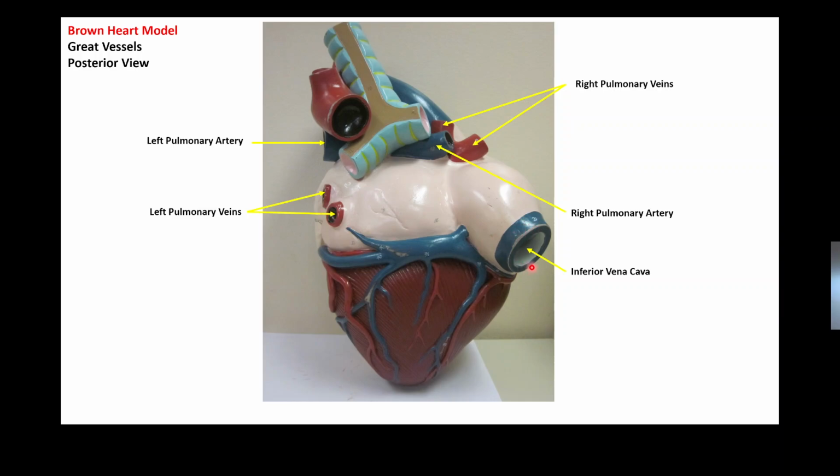Here's the inferior vena cava. Here we're getting a good view of this. Look how big this is. The diameter of this blood vessel is so wide. This is going to bring blood up into the right atrium from below. It's going to bring blood from your legs and your torso up into the right atrium. So that's going to be your inferior vena cava.